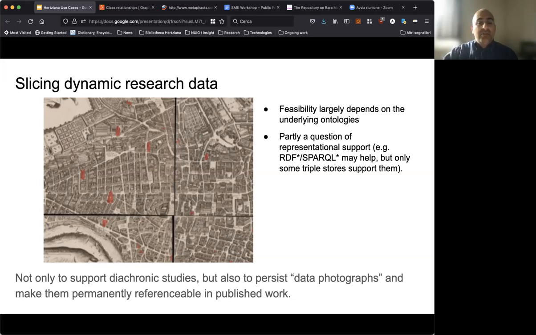This is not something we would just want to do because we want to make diachronic studies, show how data evolve on a map, which I see the platform, the RDS, is giving you a map as a tool. It's not just for that reason, but think about publications, okay? Publications that are complemented with data.